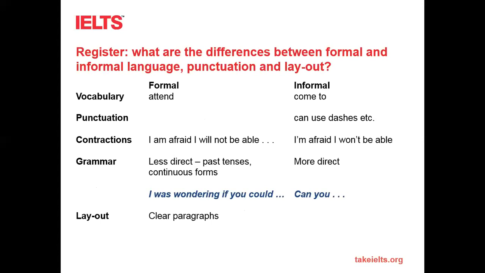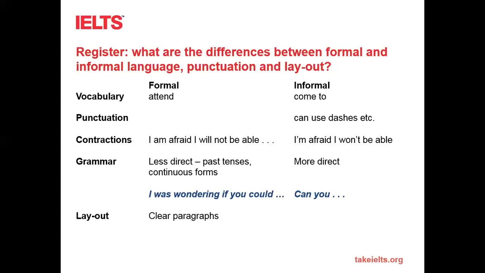So how does register affect your writing? Well, it would affect your choice of language, whether you use more formal language or less formal language. Here, if you take a look, we have an example of what I mean. How does it affect your vocabulary? So in this case, we have "attend" for formal, "come to" for informal.